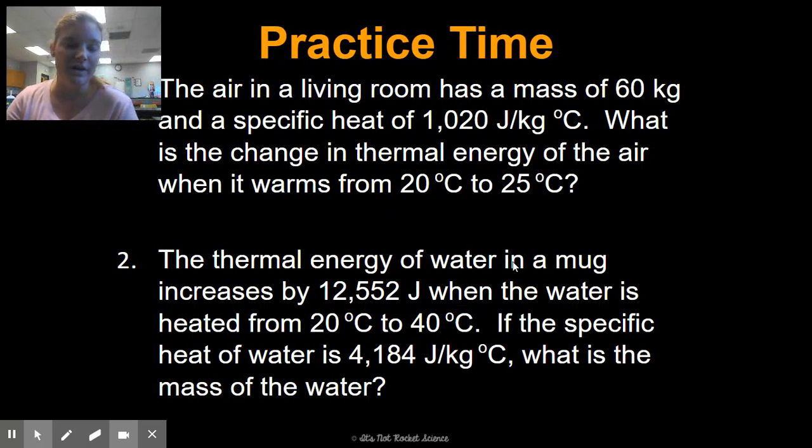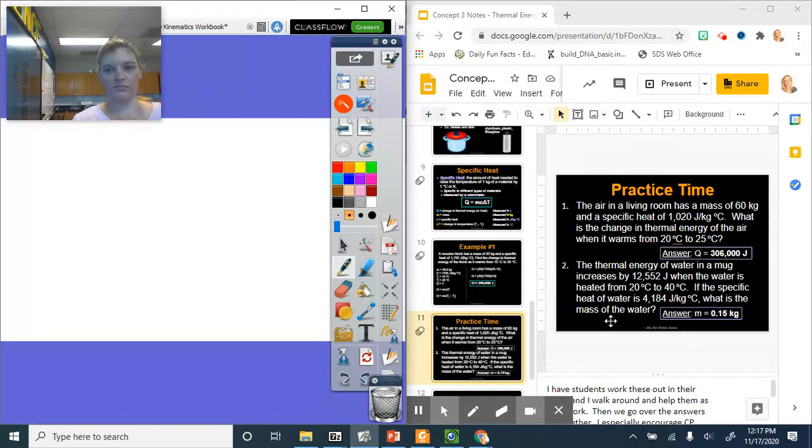All right, so for this practice time, number 1: The air in a living room has a mass of 60 kilograms and a specific heat of 1,020 joules per kilogram degree Celsius. What is the change in thermal energy of the air when it warms from 20 degrees Celsius to 25 degrees Celsius? So let me go ahead and get this put up on the board and we'll work it out. Okay, so I have my problem up on the side and then I'm going to do my work over here on the left. It might be a little hard to read if you're watching this on a phone, but hopefully you can kind of follow along.